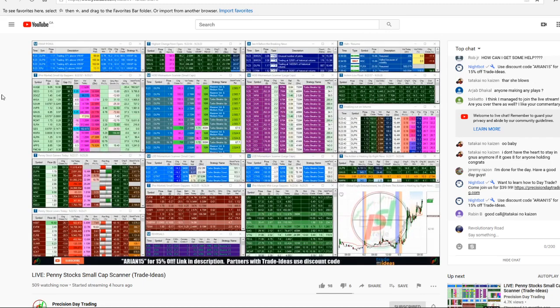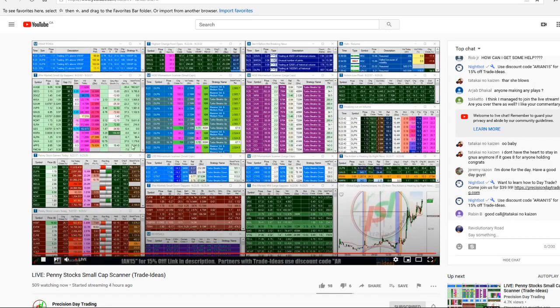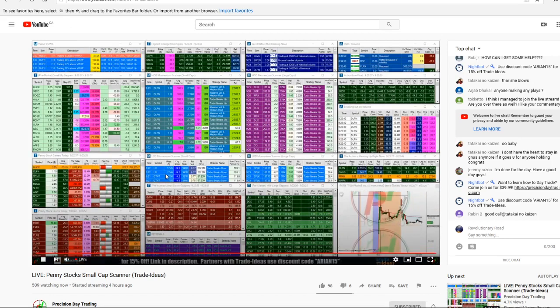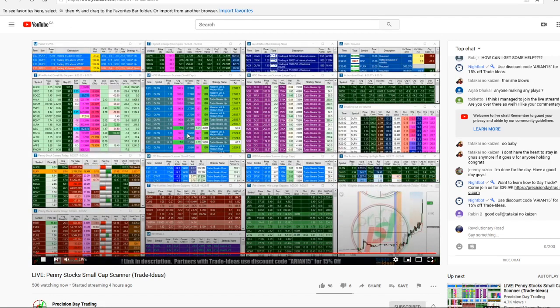But I just wanted to give people a sense of how I find stocks, where my mind is at when I'm looking at stocks, and how I target, or I should say how I create my watch list of what stocks I need to watch for the first hour or two, right? So that's the scanner.